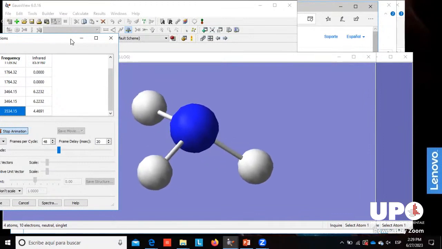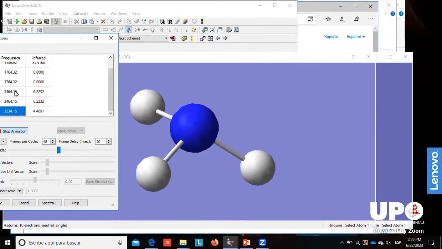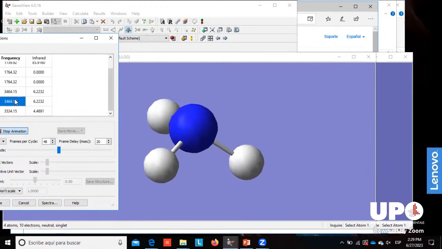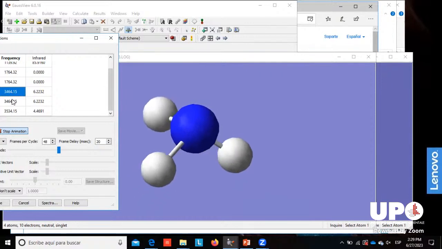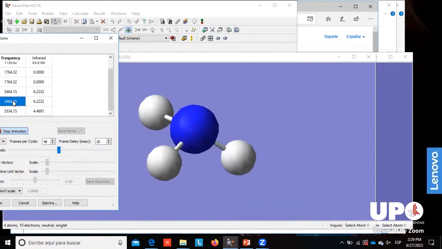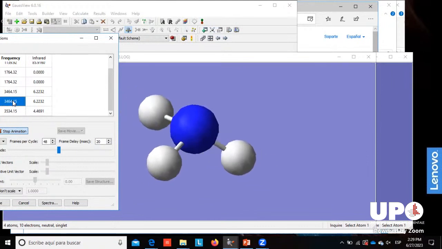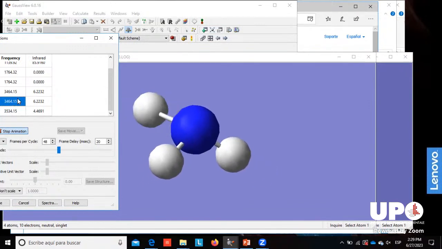In reciprocal centimeters. And then you have two vibrations with the same wave number you see here, which is the asymmetrical stretching vibration, right? And they are degenerate. That's why they have the very same energy. So if the point group of the molecule is C3V, for ammonia, these are E stretching vibrations, so these are doubly degenerate. Okay, so this is 3464.